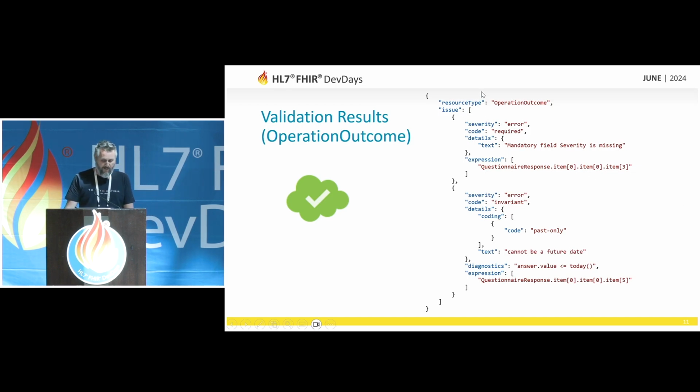So we can see it's got the operation outcome. It's got 2 issues in it. One's an error saying that this particular field is required. Mandatory field severity is missing. And that's the actual path to that specific issue. So if I was creating a UI to show that, that's the error message I'd show, and I'd be putting it on the control that represents that location, which is neat. And I'll look at this next one. So we've got past only and cannot be a future date. So that's from a specific expression, which has been custom generated for it.